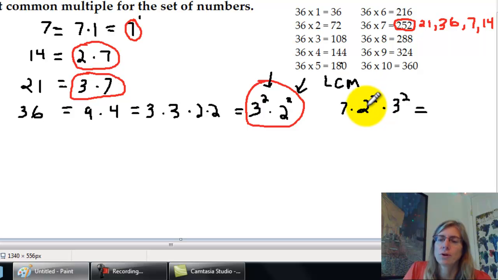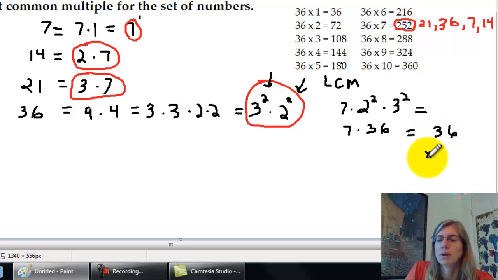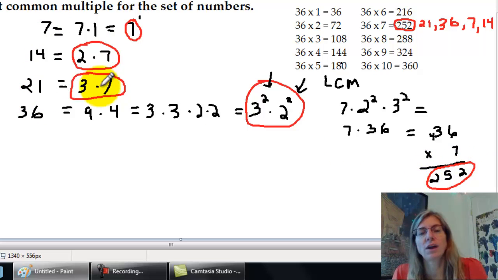2 times 2 is 4, 3 times 3 is 9. 4 times 9 is 36. So what we're looking at is 7 times 36. And that's because this exponent is 4, this one is 9, 4 times 9 is 36. So what is 7 times 36? I'll go ahead and work it out like you would have to on a test. 42, carry the 4, 21 plus 4 is 25, and voila, you've got your least common multiple of these 4 numbers using prime factorization.